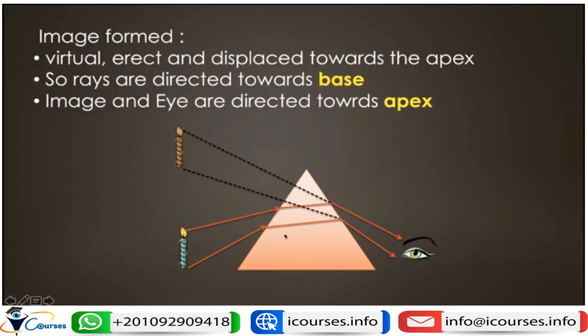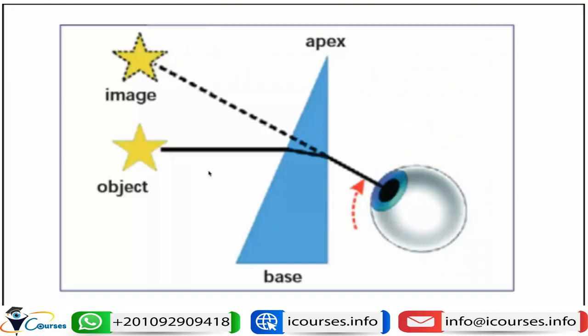So when I put the prism in front of my eye, the light rays coming from the object will be directed toward the base, but the object itself, or the image, and my eye consequently will move toward the apex. Again, this is the object and this is the image. If I have a prism in front of my eyes and this is the object, the light rays will be refracted toward the base, so there will be an image that is formed toward the apex. So my eye will move toward the apex.